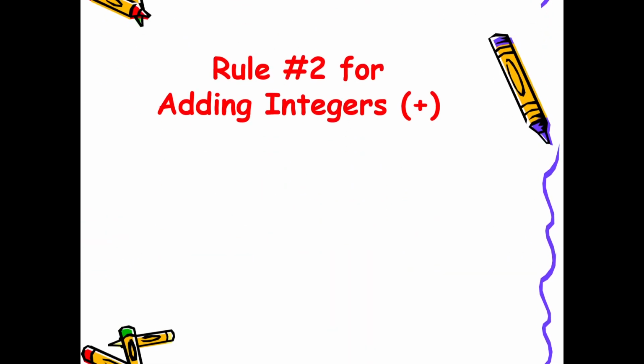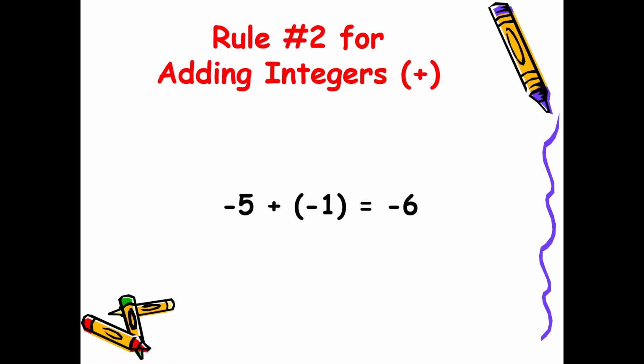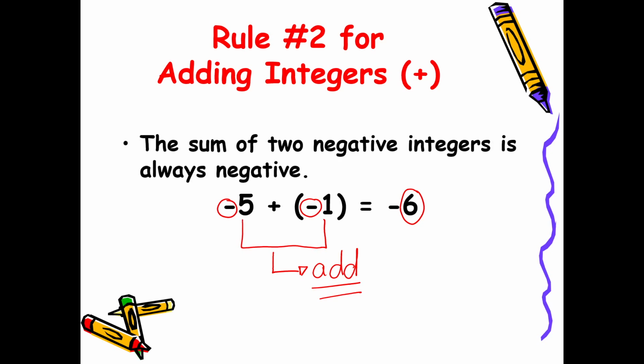Let's go to rule number 2. What have you noticed now? What is the sign of our given? Negative, sir. Both. But what did I do with 5 and 1? We added, but it is still subtraction in effect. Take note, when both are positive we just add. And then the 6, is it negative? Copy the negative sign. Very good. Okay, our rule is this: the sum of two negative integers is always negative, and then you add them. Don't subtract, okay? Negative plus negative is negative, and then you add them.